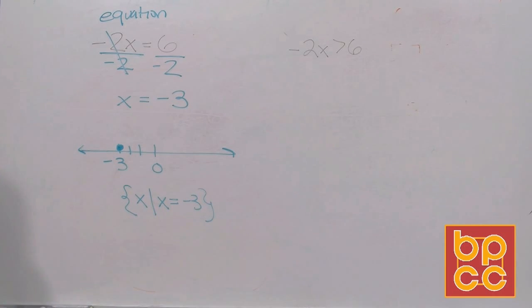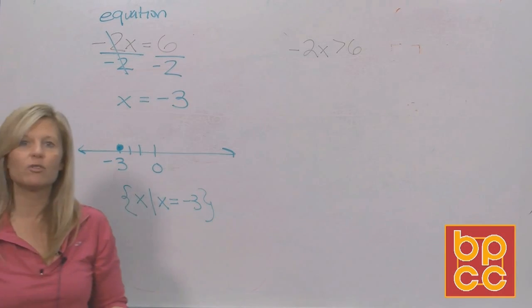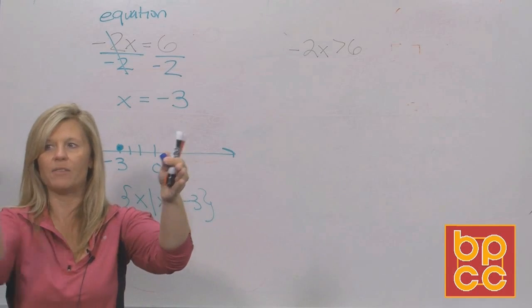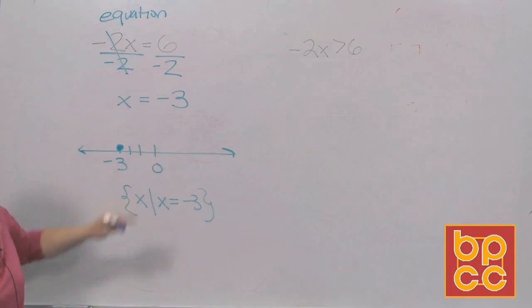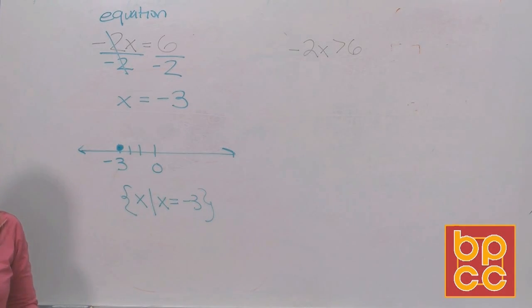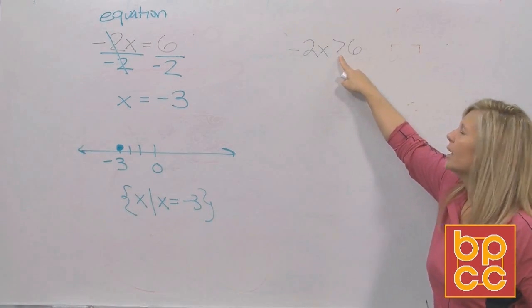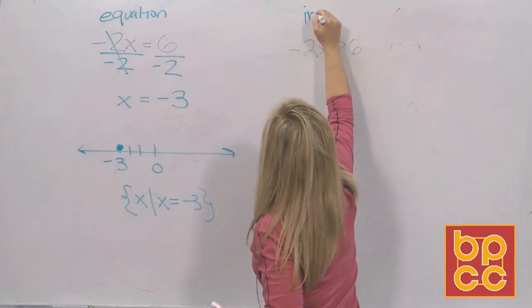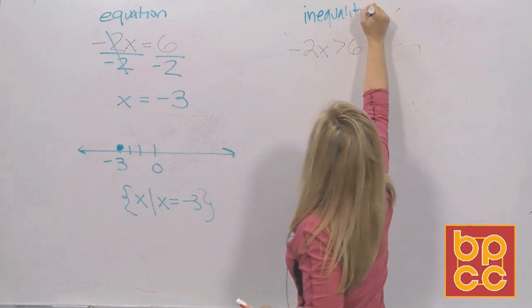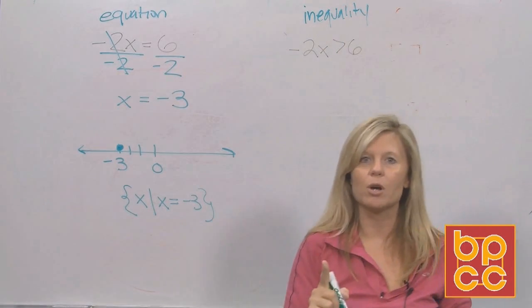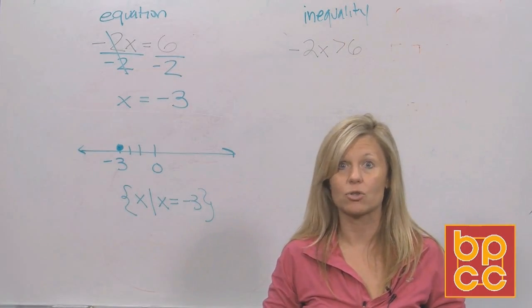But you can't write it in interval notation, because to write it in interval, you have to begin somewhere and end somewhere, and there has to be some shading. And obviously, we don't have that with an equation. If we come over here, this is not an equation. It has a greater than symbol. So this is an inequality. As soon as you know it's an inequality, you know there's an infinite amount of answers.